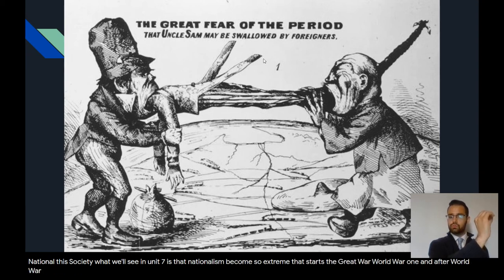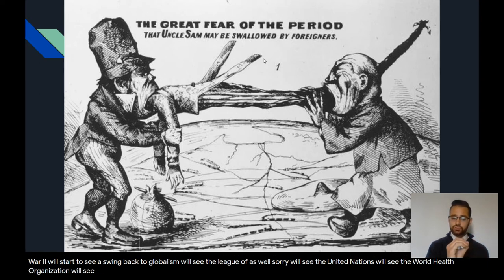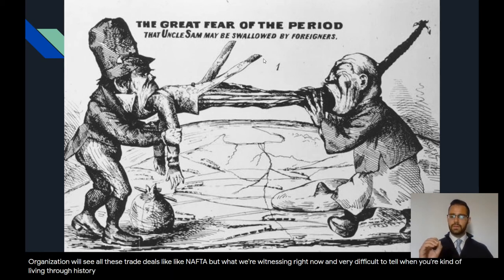And after World War II, we'll start to see a swing back to globalism. We'll see the United Nations. We'll see the World Health Organization. We'll see all these trade deals like NAFTA. But what we're witnessing right now, and maybe I'm totally wrong on this, it's very difficult to tell when you're kind of living through history here, is I believe that we're starting to reach the peak of globalism.